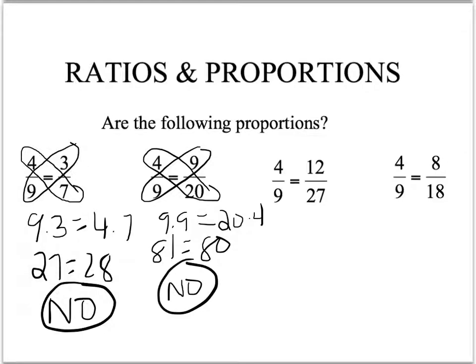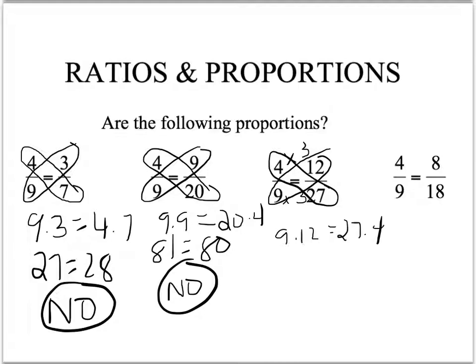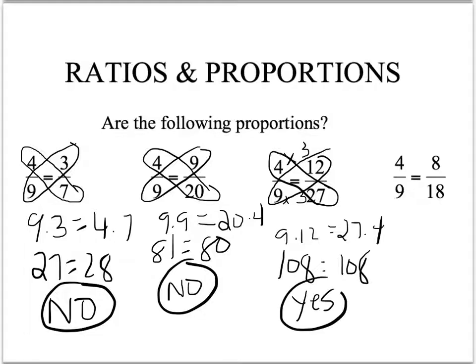Okay, so the other way that you might try it is I can see that 4 times 3 is 12, and 9 times 3 is 27. So in this case, I don't have to use cross multiplication because it works using this way. But let's say I didn't see it. Here I have 9 times 12 equals 27 times 4. Okay, so 9 times 12 is 108, and 27 times 4 is 108. Okay, so yes, double checking, it is a proportion.